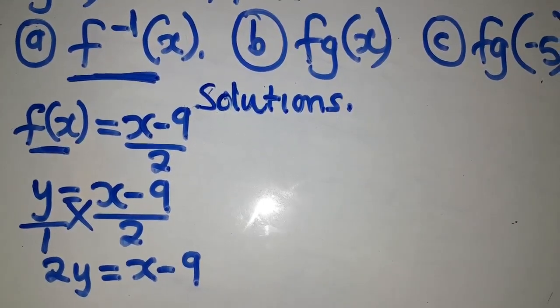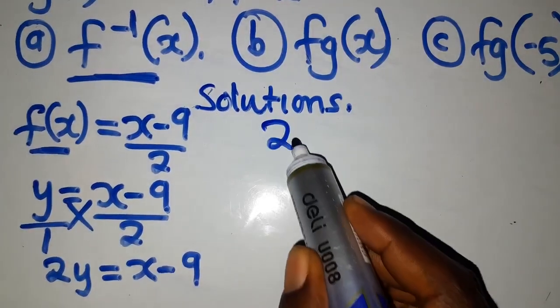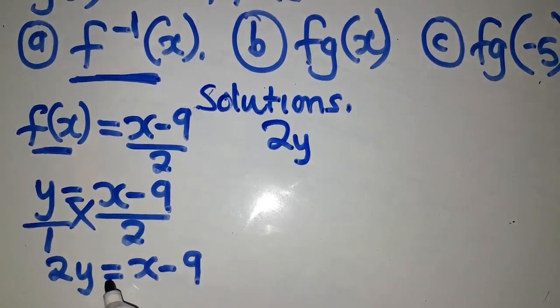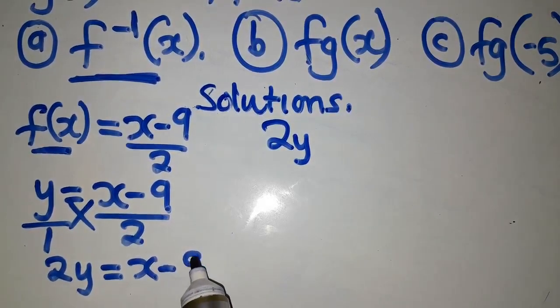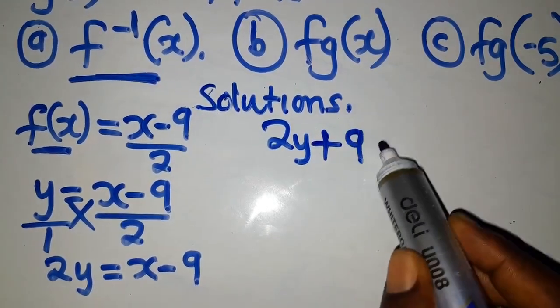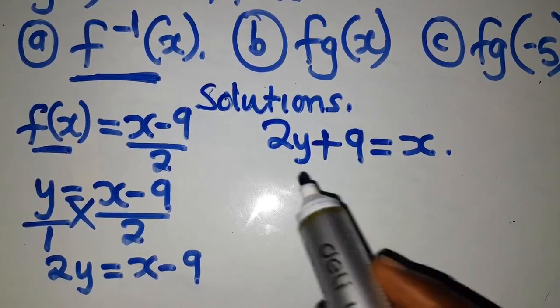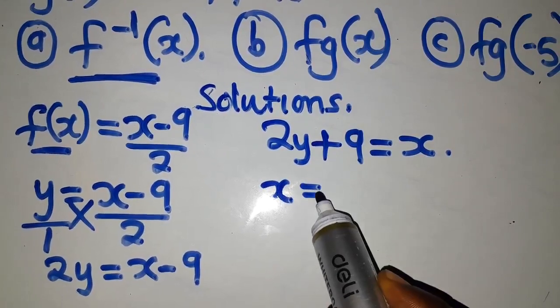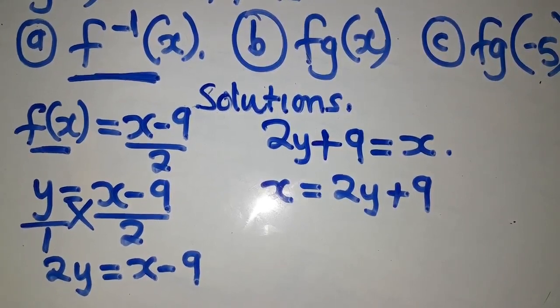From here now, you group the like terms. So you say 2y, this 9 comes this side, so that we just remain with x. Our main aim is to make x the subject of the formula. When this one crosses the equal to sign, the sign will automatically change. We are going to have 2y plus 9, which is equal to x. This is what we formed. This is the same as x is equal to 2y plus 9. This is just one and the same thing.